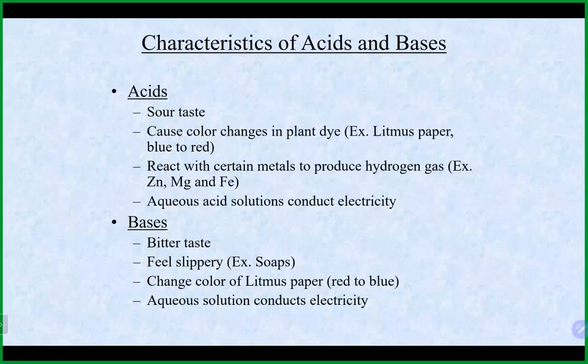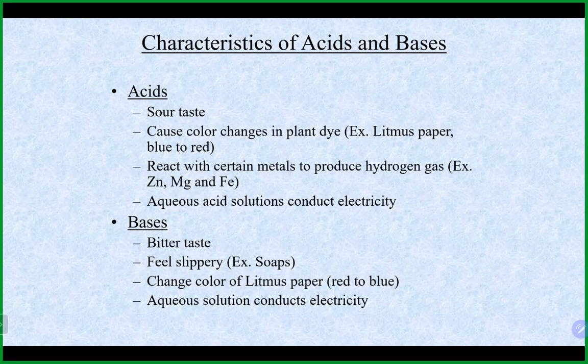They react with metals to produce hydrogen gas. You've done a number of those, including the other day when you put the magnesium and the hydrochloric acid together. The bubbles that you saw when you held your finger over it were the production of hydrogen gas. And acids can conduct electricity: strong acids conduct electricity really well because they're strong electrolytes, and weak acids, which are weak electrolytes, will still conduct electricity.